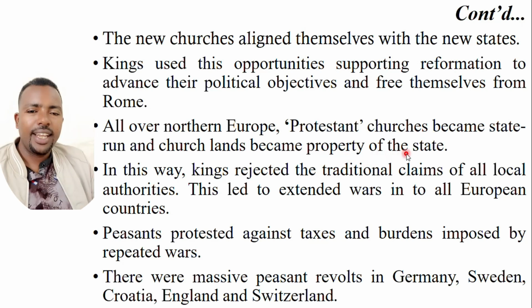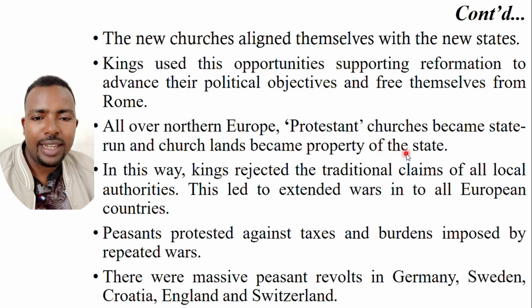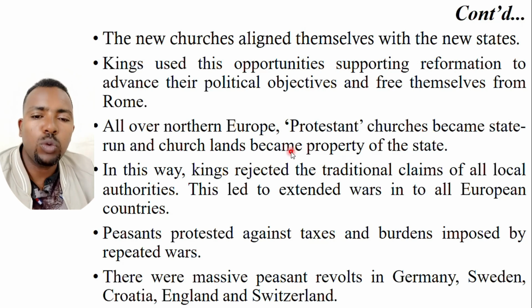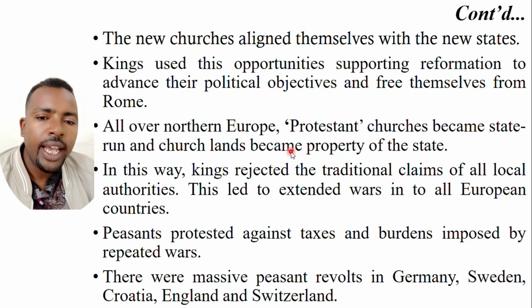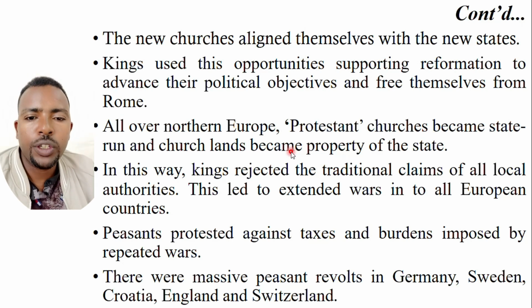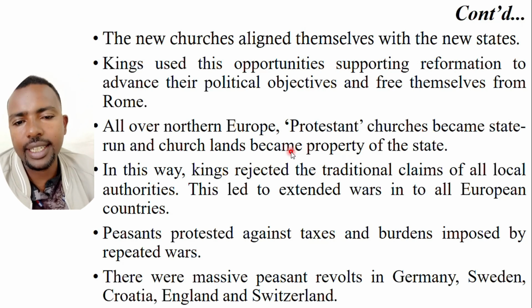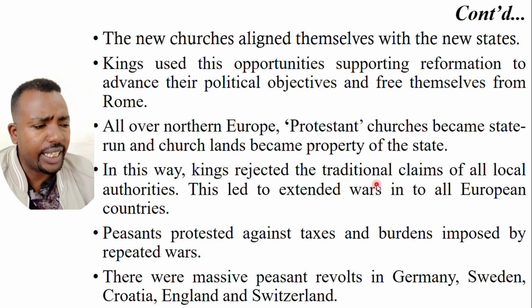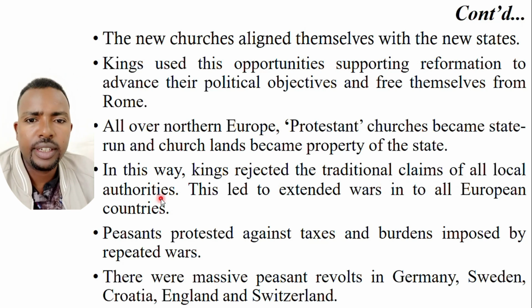So states began to follow religion and use it as a means to attack the power of the Roman Catholic Church and also to attack the power of the Roman Empire. So finally, the land which was owned by the Roman Empire and Roman Catholic Church was confiscated, taken by new states, and they also started to levy taxes by themselves by revoking the power of collecting taxes from the popes. In this way, kings rejected traditional claims of all local authorities.